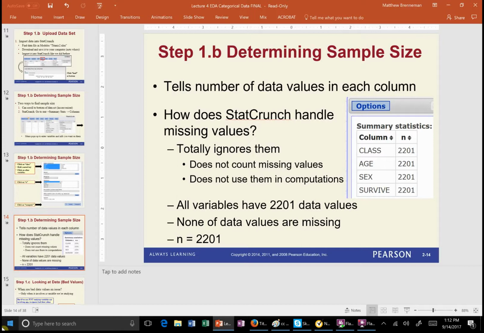Well, what does it do? Does it count the missing data value as something being sampled, but it's giving you a value of 0? Well, StatCrunch is nice. It totally ignores missing data values. It doesn't count them, and it doesn't use them in any computations. It just pretends like there's nothing there. So if I had a missing data value, it would pretend that there was nothing there for that variable. And that's nice. You want that. That's actually good. So we have no missing data values, and that's going to be our sample size that we're looking at. Not all programs do this. Some programs call them letters, some call them 0, which is really confusing. Yeah.